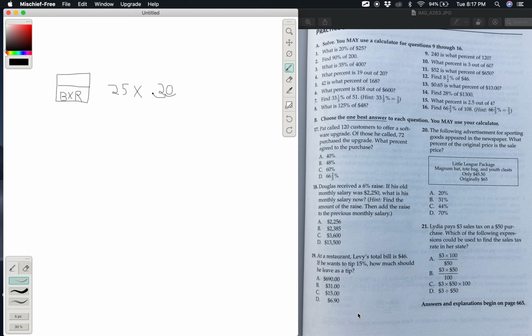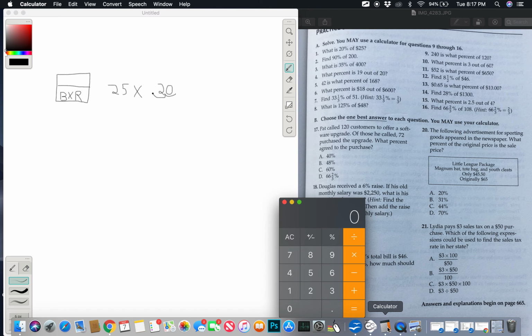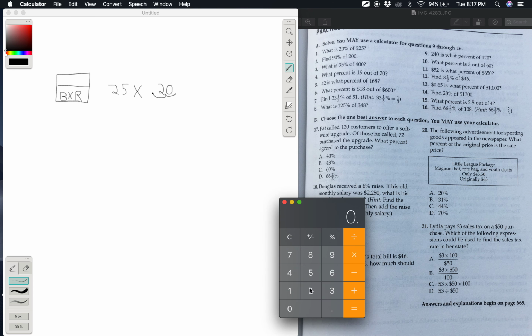So we go 25, times 0.2. You don't actually have to include the 0 because if it's the last 0 without any other numbers after it, you can just drop the 0 because it doesn't actually have any value. So 0.2 times 25 equals 5.